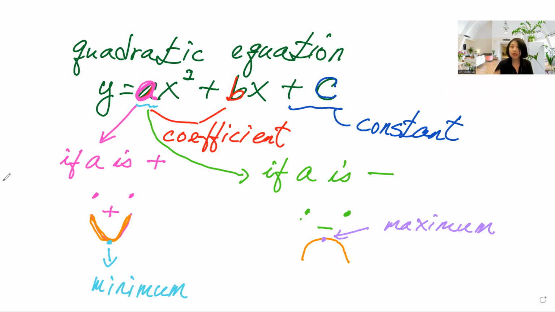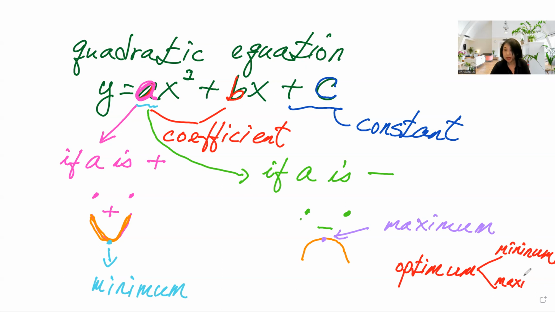Okay, so sometimes we will say the minimum and the maximum is the optimum point. All right, so if someone asks you to find the optimum, it means two things: either the minimum or the maximum. Oh, it has the space for it. Right, we can do it.